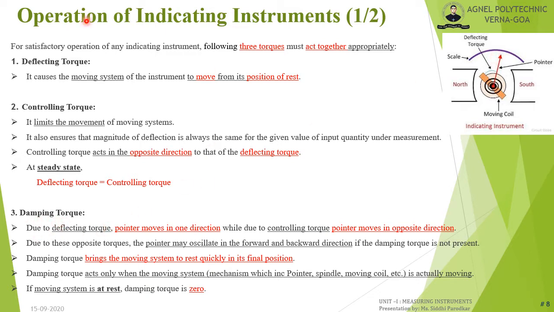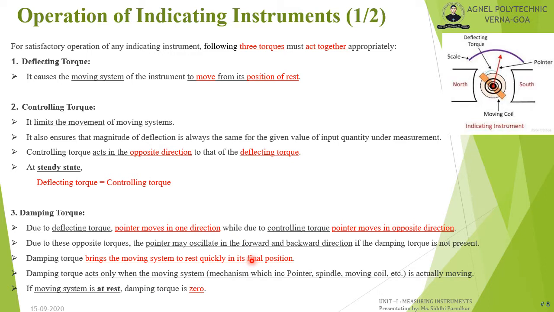We have seen that in deflecting torque, the pointer moves only in one direction. In controlling torque, the pointer moves in the opposite direction with respect to the deflecting torque. Due to these two opposite torques, that is deflecting torque and controlling torque, the pointer may oscillate in forward and backward direction before coming to rest. Thus, damping torque is required to bring the moving system, that is the pointer, to rest quickly in its final position.